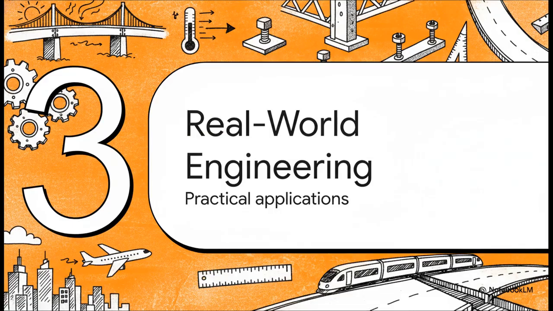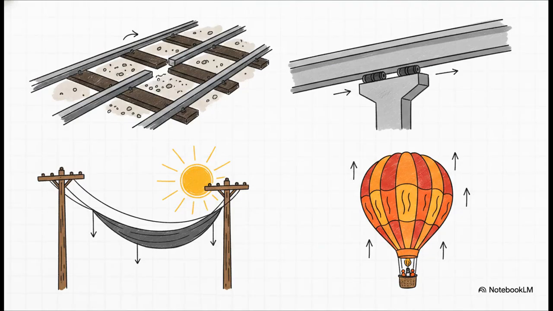Which brings us nicely to section 3, real-world engineering applications. Getting this math right is literally make or break for engineers. Remember those railway tracks we talked about at the start? Engineers intentionally leave small expansion gaps between the steel rails for a very good reason. Without them, as soon as the weather gets hot, the rails would push against each other and violently buckle.